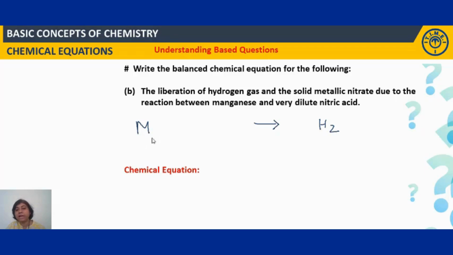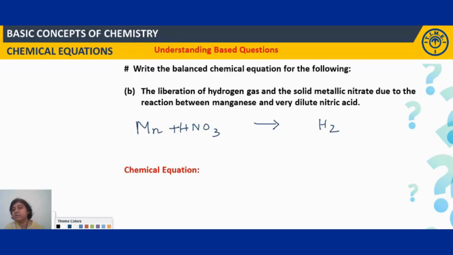What is the symbol of manganese? Mn. It is a metal, so monoatomic in nature, plus nitric acid, very dilute nitric acid, HNO3. So what will it give? Let's see what will it give. You write the product.